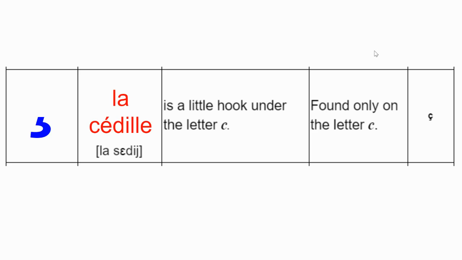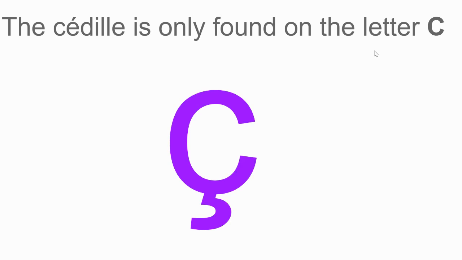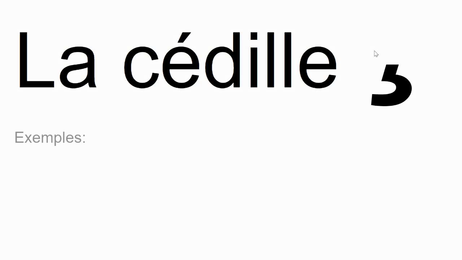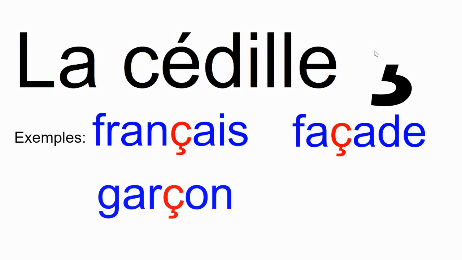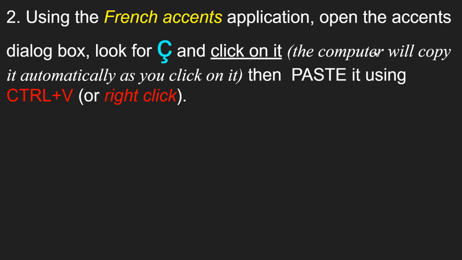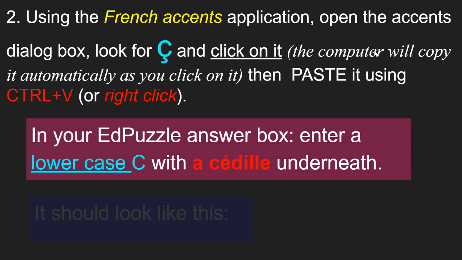All right. La cédille. La cédille is a little hook found underneath the letter C. That's how it looks. And that's la cédille. The cédille is only found on the letter C. And here are some examples: français, façade, garçon, leçon. Now you're going to type C cédille. It's going to be on a lowercase c.